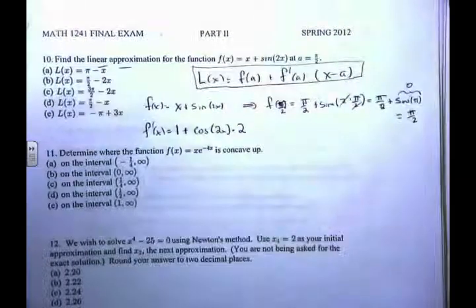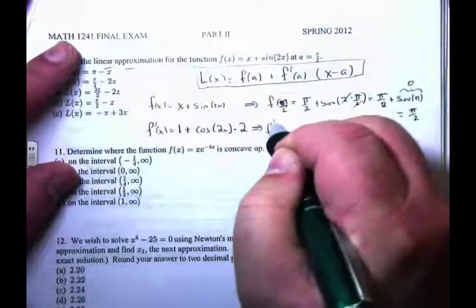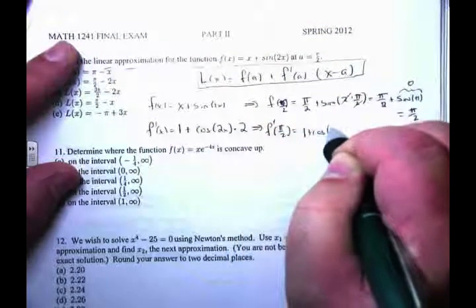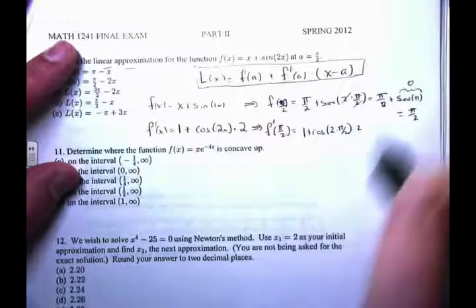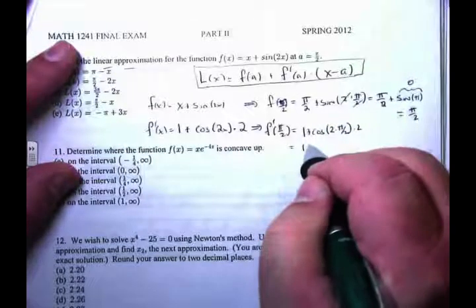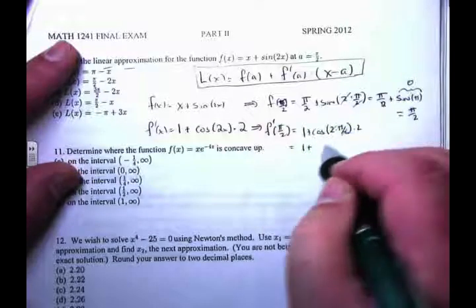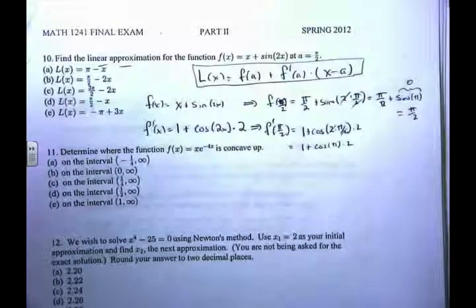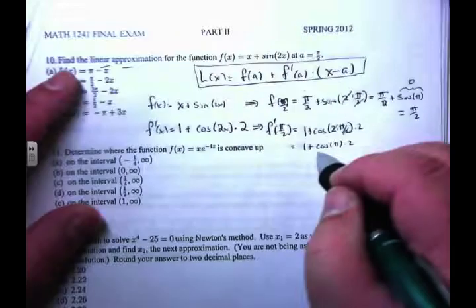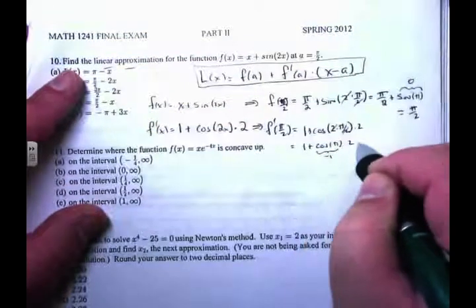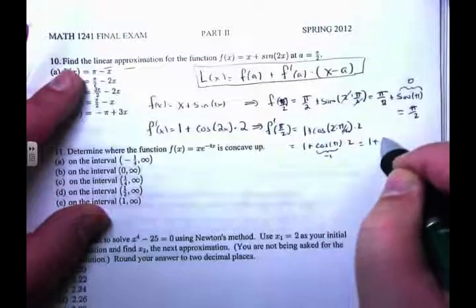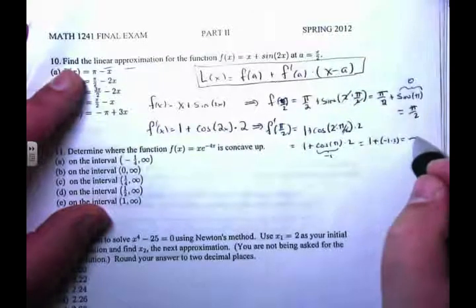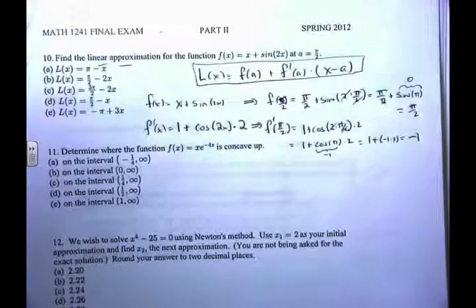Now, what is f prime of a? In this case, f prime of pi halves would be equal to 1 plus the cosine of 2 times pi halves times 2. This will be 1 plus 2 times pi halves is just pi, so that's the cosine of pi times 2. What is the cosine of pi? Negative 1. So this is 1 plus negative 1 times 2. Negative 1 times 2 is negative 2 plus 1 is negative 1.